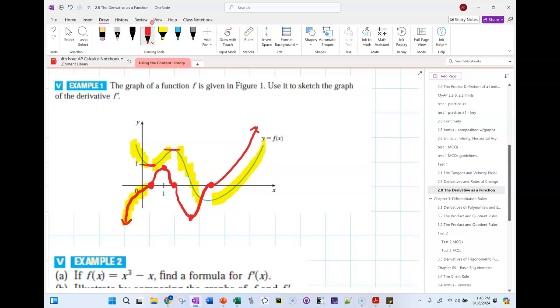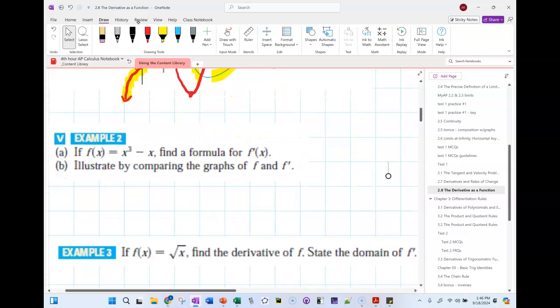Now, if you did something bonkers, I would probably mark you down there, because clearly the slope isn't like 15 at that spot. But if you're in the neighborhood, you're fine. You know what I mean? As long as you don't do something absurd. All right.